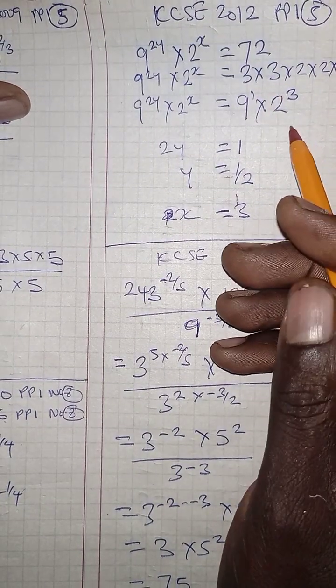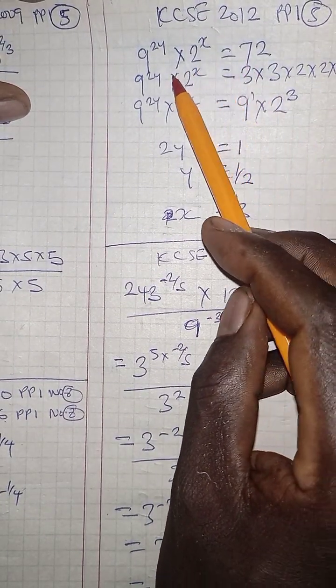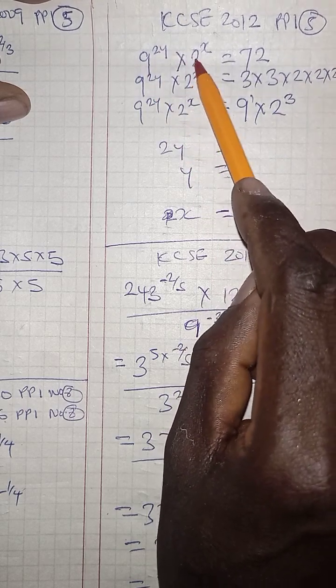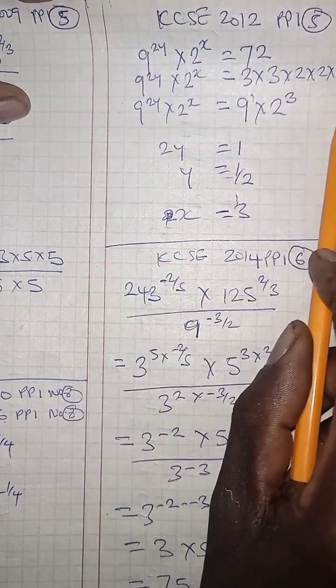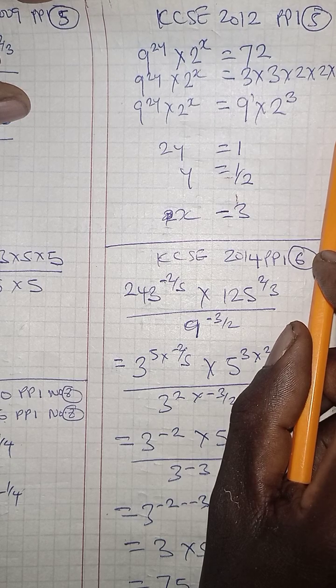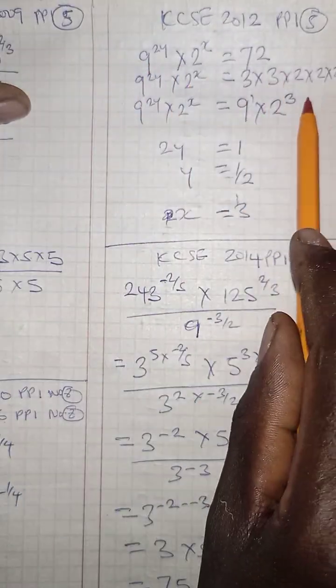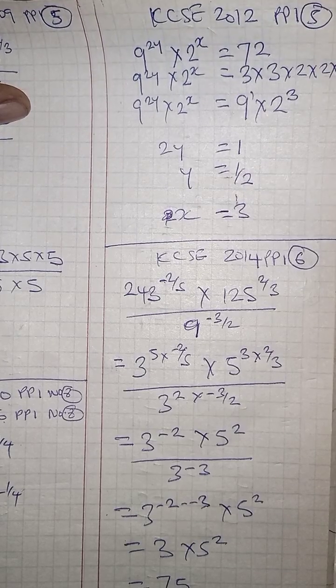Now, another sum is here. 9 raised to the power of 2y multiplied by 2x is equal to 72. How do you solve that? You have been told to solve for y. How do you solve them?